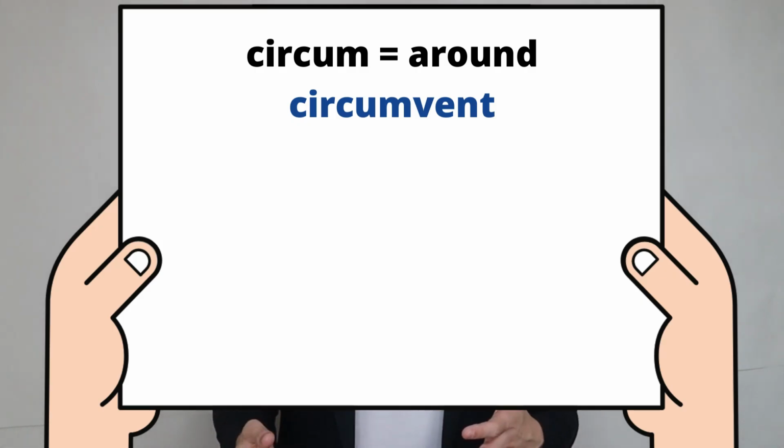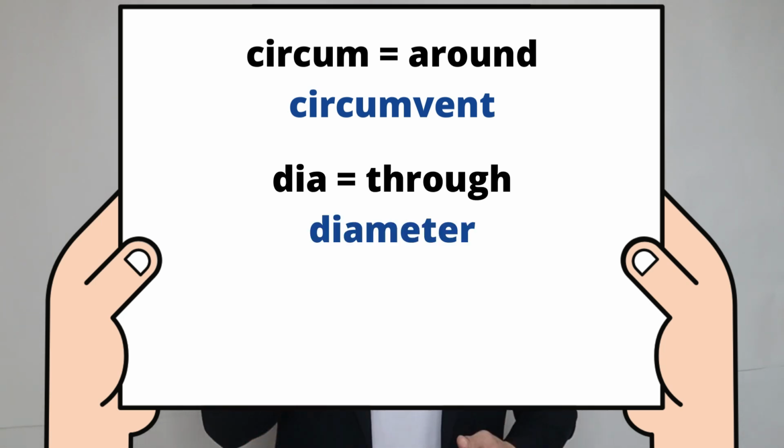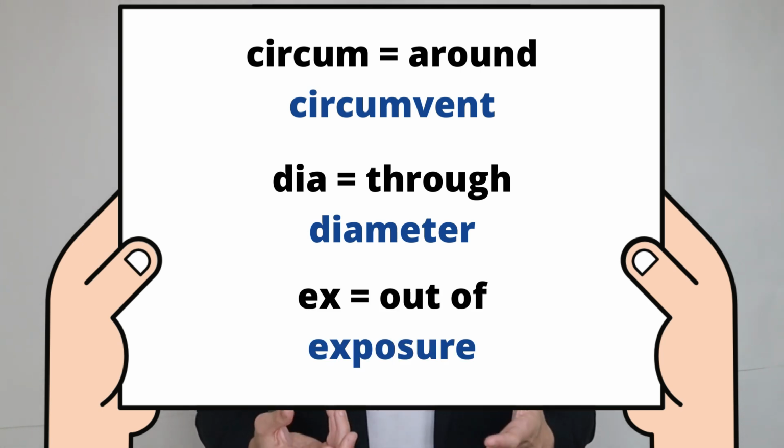By recognizing and understanding word roots, prefixes, and suffixes, you can break down unfamiliar words into smaller parts and comprehend their meanings more easily. This knowledge also helps in building your vocabulary and forming new words by combining different word parts. Some more examples include circum, go around, circumvent; dia, through, diameter; ex, out of, exposure.